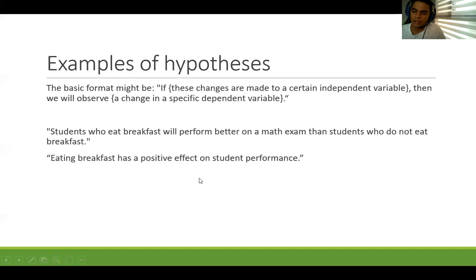It says eating breakfast has a positive effect on student performance. If you want to add math exam to student performance, it's okay. But I think this one is clear. Eating breakfast has a positive effect on student performance. I think it's more straightforward. So try to set your hypothesis, and also try to set your hypothesis from the theory. Like if you want to set this hypothesis, you need to find studies that have found something like that. Like maybe they found that eating breakfast has a positive effect on, I don't know, history exams. So then you want to prove that for math exams.